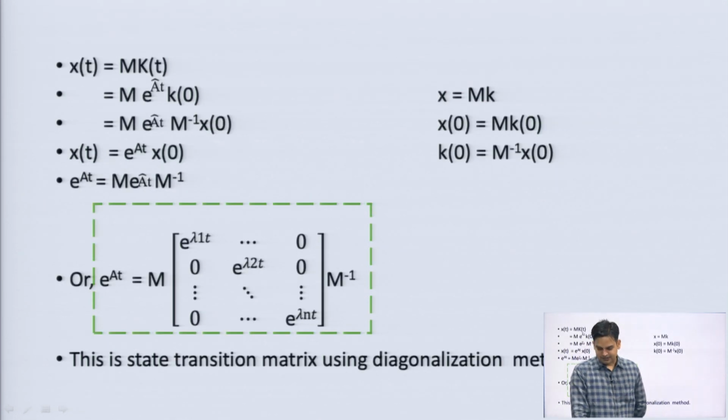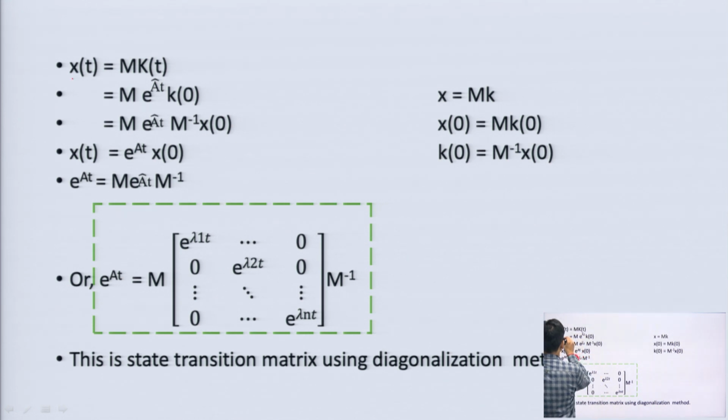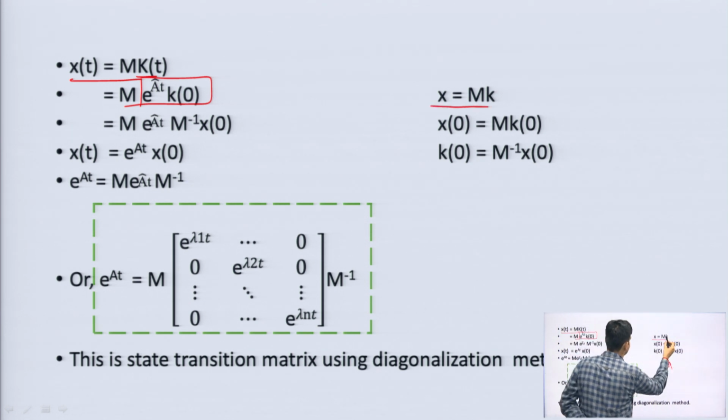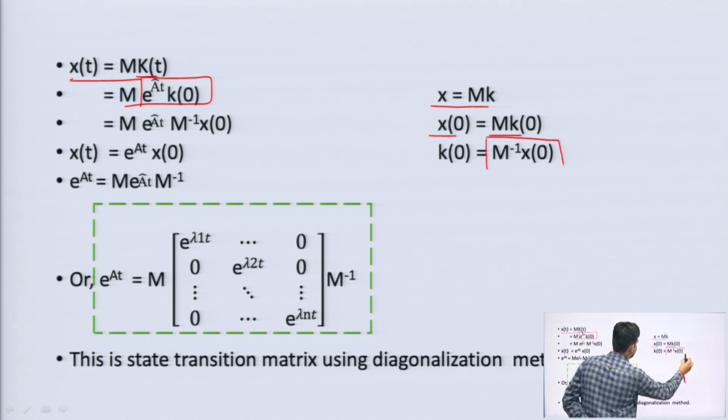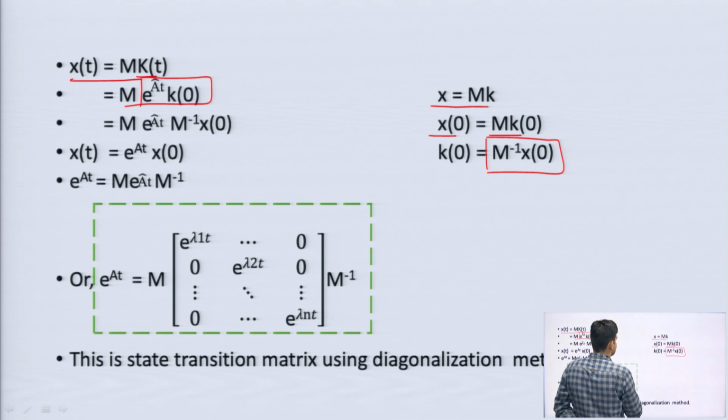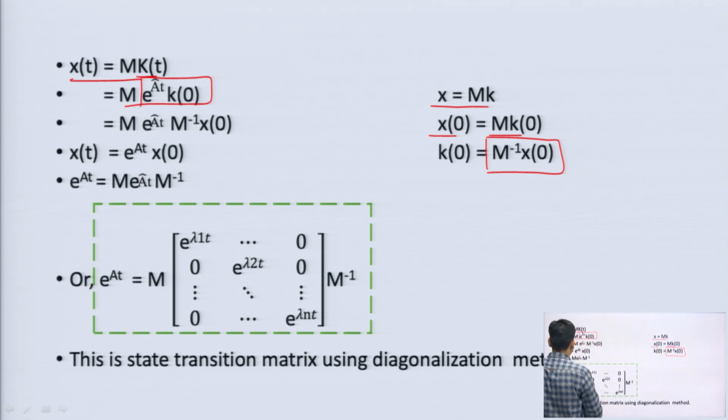Okay. So, here x t equal to m k t we had seen. Now, this k t can be written as the expression we had seen, right, and x equal to m k, how are we obtaining it? So, x 0 is given as m k 0, where k 0 can be written as m inverse of x 0. Okay. So, this is the case. Here, this k 0 we use can be represented by m inverse of x 0.